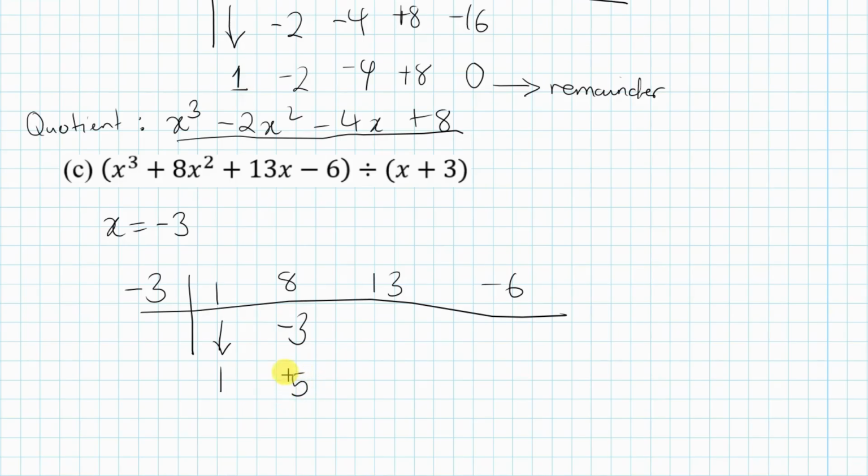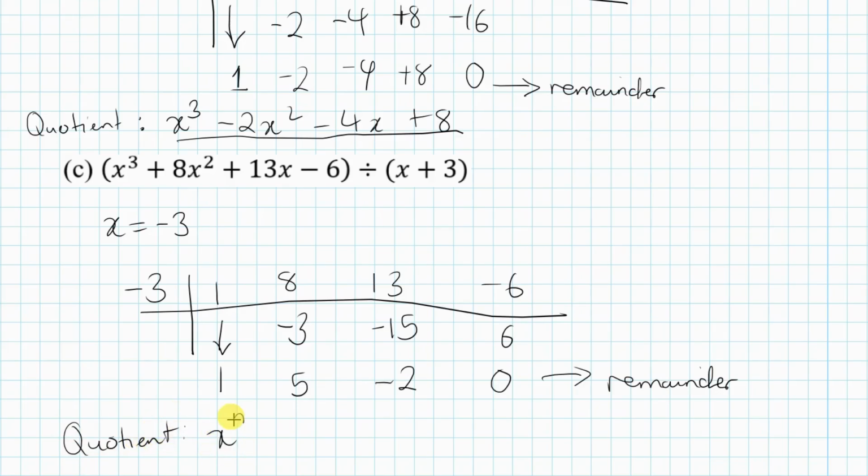5 multiplied by negative 3 is going to give you negative 15. And 13 minus 15 is going to give you negative 2. And then negative 3 times negative 2 is positive 6. So negative 6 plus 6 is 0, as we will know. So we have 0 as our remainder for this part, and our quotient is going to be x to the power 2 plus 5x minus 2. So this is our answer.